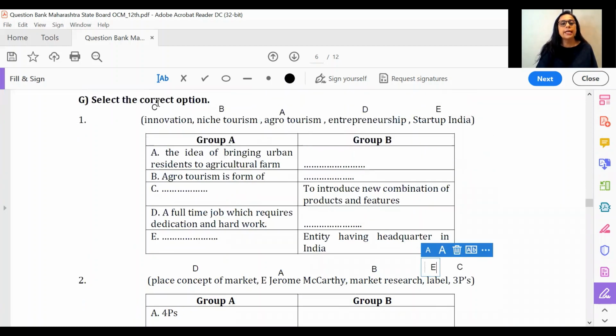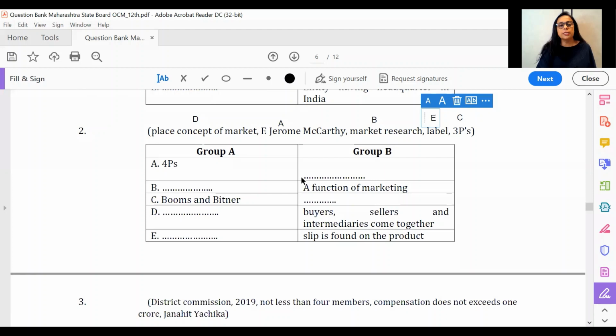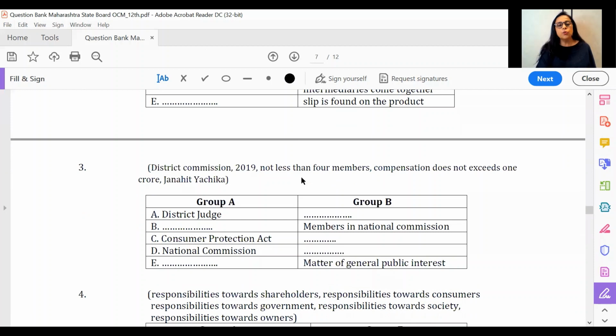The type is called select the correct option. Please make sure that you take a screenshot of the first select the correct option in your question bank, as well as the second select the correct option in your question bank. Similarly, you have something now on the chapter of consumer protection. If you will see, district judge will be the answer for district commission. You have 2019, which is again Consumer Protection Act. We should mark that as C. Not less than 4 members is going to be members of the National Commission. So that is the answer for B.